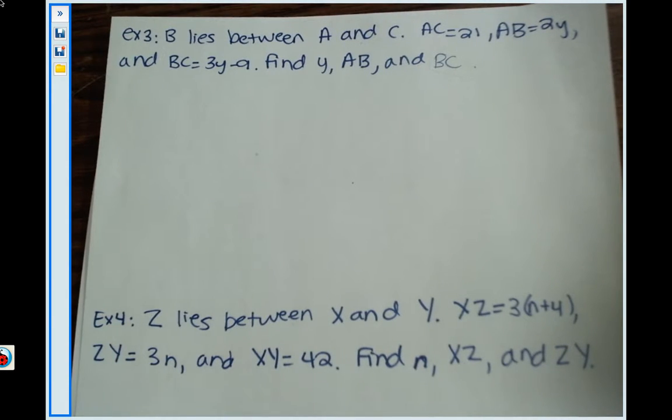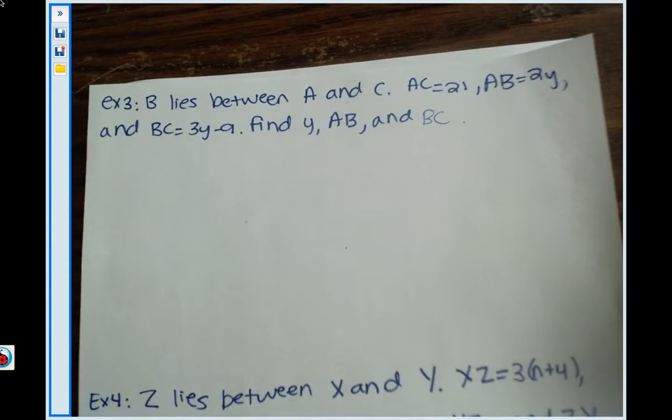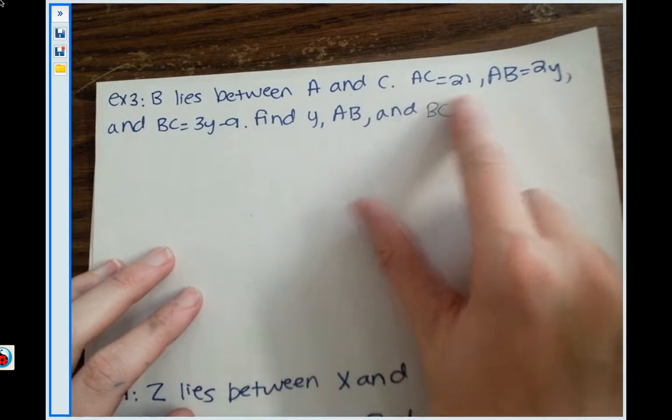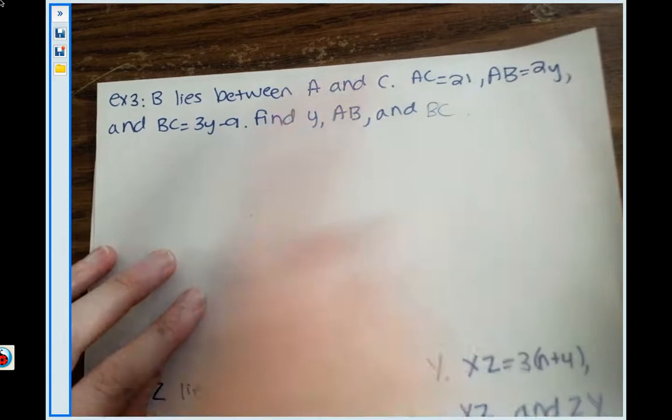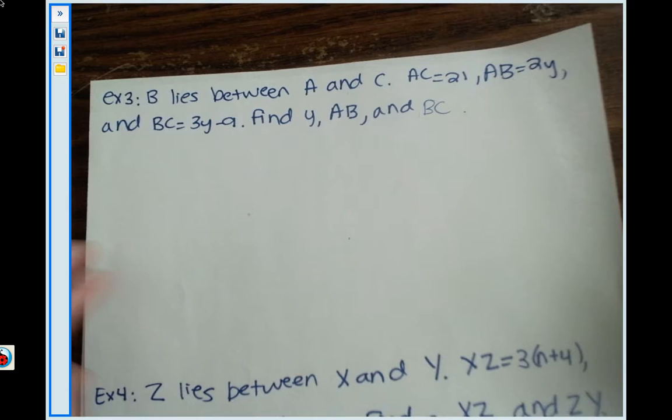So now we are going to be using our properties of the segment addition postulate to solve example 3 and example 4. So get excited. It says point B lies between A and C. AC is 21, AB is 2y, and BC is 3y minus 9. Find y, AB, and BC.